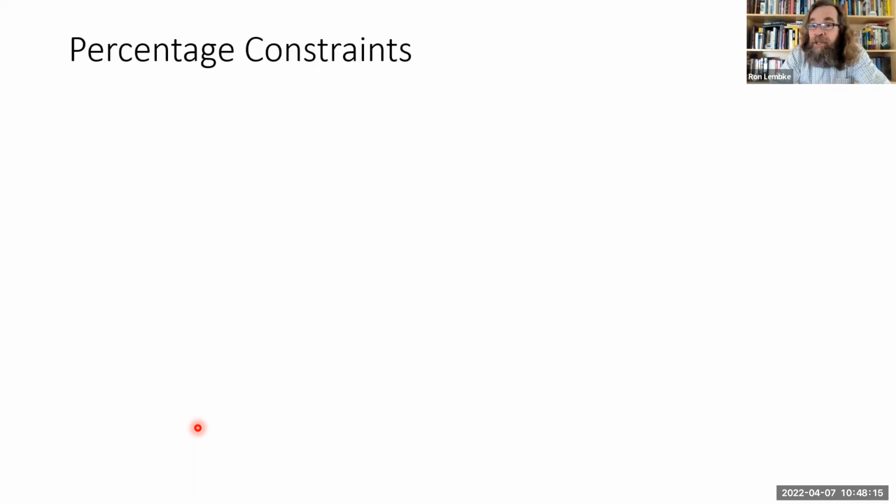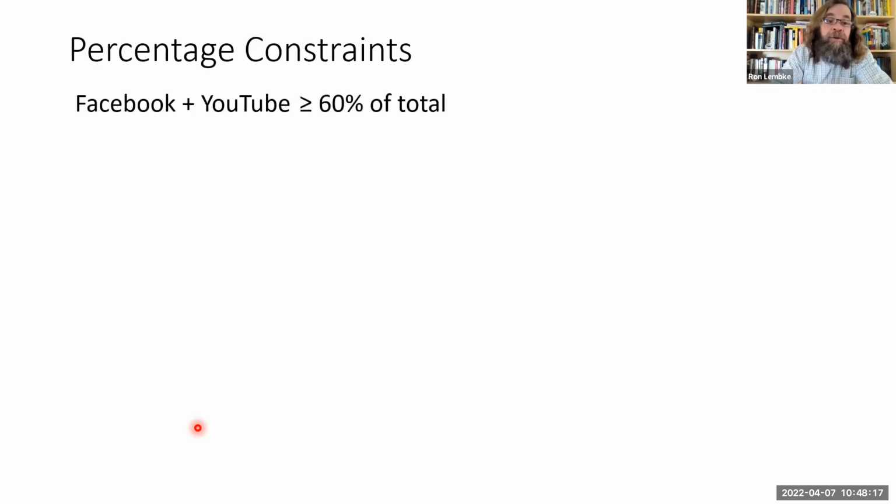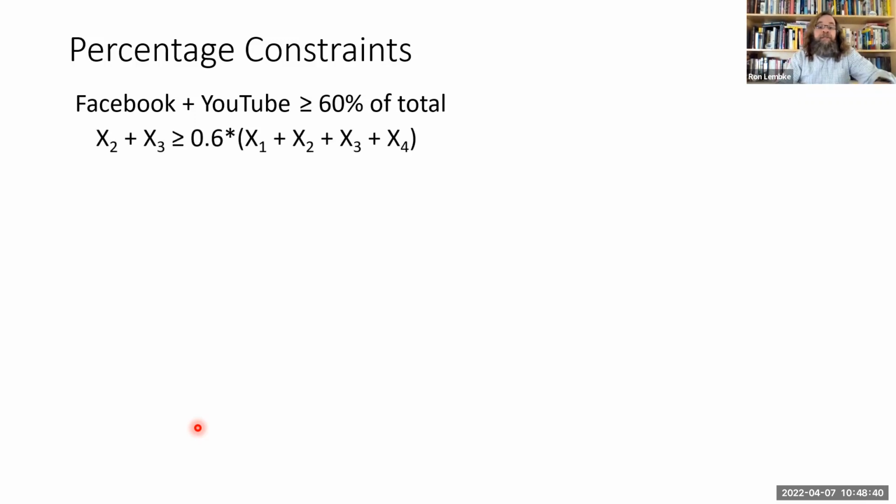So I'm calling them percentage constraints. Call them whatever makes sense to you. So Facebook spending plus YouTube spending has to be at least 60% of the total. Again, we're not here right now to debate whether that was a wise constraint, but it's one we were given. And our job is to just develop a model that will allow us to have the advertising plan that we were told to create. So X2 is Facebook spending, X3 is YouTube spending. If you add those 2 together, they have to be greater than or equal to 0.6 times the total amount that we spend.